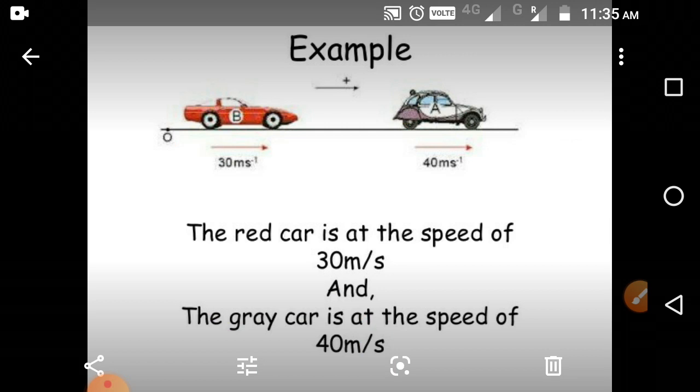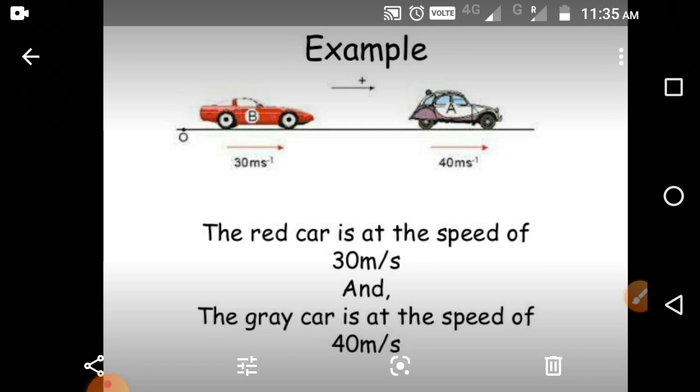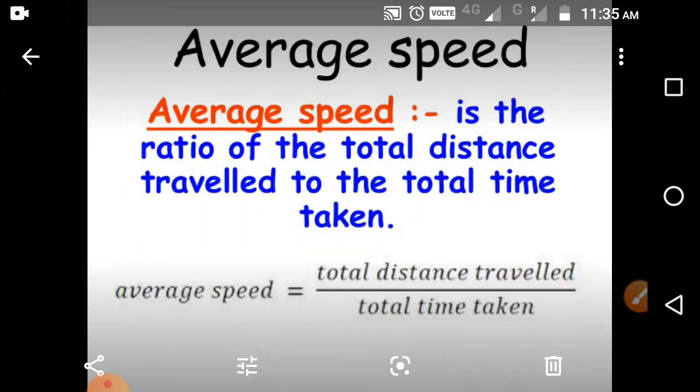Yeah, exactly. The car which is moving at 40 meters per second has more speed, right? So car A is moving with the high speed, that is 40 meters per second. So we are moving to the next word, that is average speed.